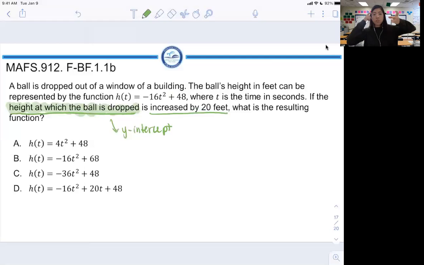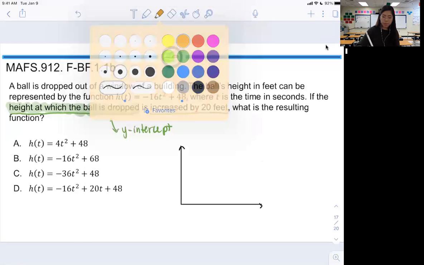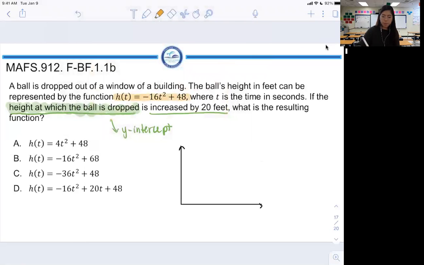Because that's where the ball gets dropped. We know that that's the y-intercept. Well, what is the y-intercept originally? Where does the y-intercept begin? At 48, yeah. My original function is h of t equals negative 16t squared plus 48. So originally, he's dropping that ball from this height, 48 feet.